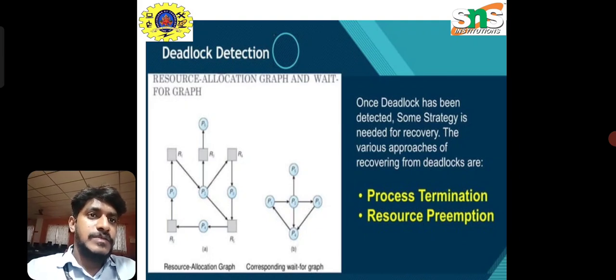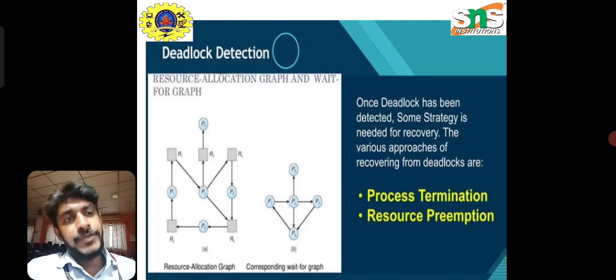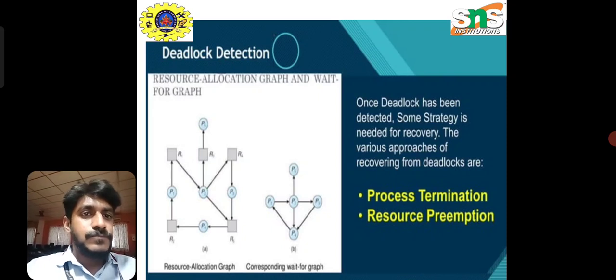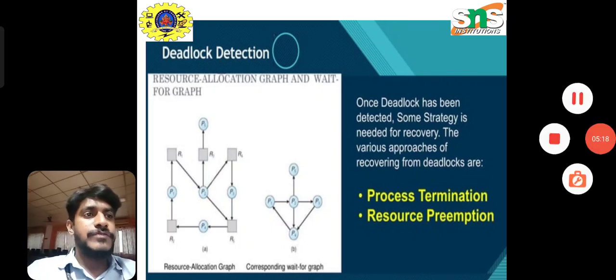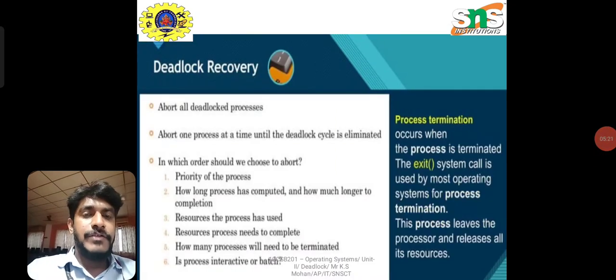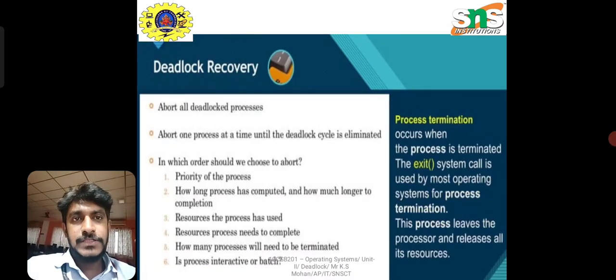Once deadlock has been detected, some strategy is needed for recovery. The various approaches to recovering from deadlock are termination, where a process will be terminated, or resource preemption. These two approaches are used with deadlock detection. The wait-for graph is the second tool, with the resource allocation graph the first. In this way we can do deadlock detection.